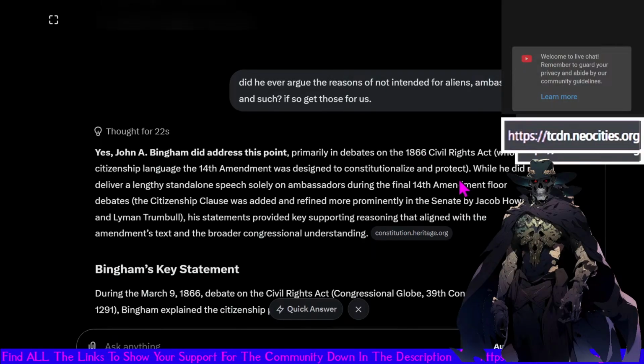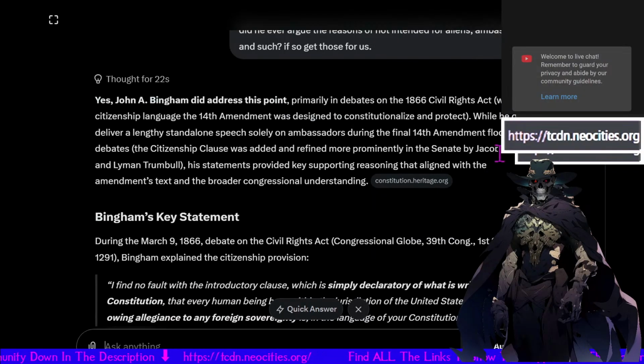October the 14th was designated the constitutional law to protect, while he did not deliver a lengthy standalone speech solely on ambassadors during the final 14th Amendment floor debates. I told you not to ad lib in there. I didn't ask specific of that. I asked for aliens, ambassadors, and such. In other words, a list of people. AI is so dumb. Ad libbing in there.